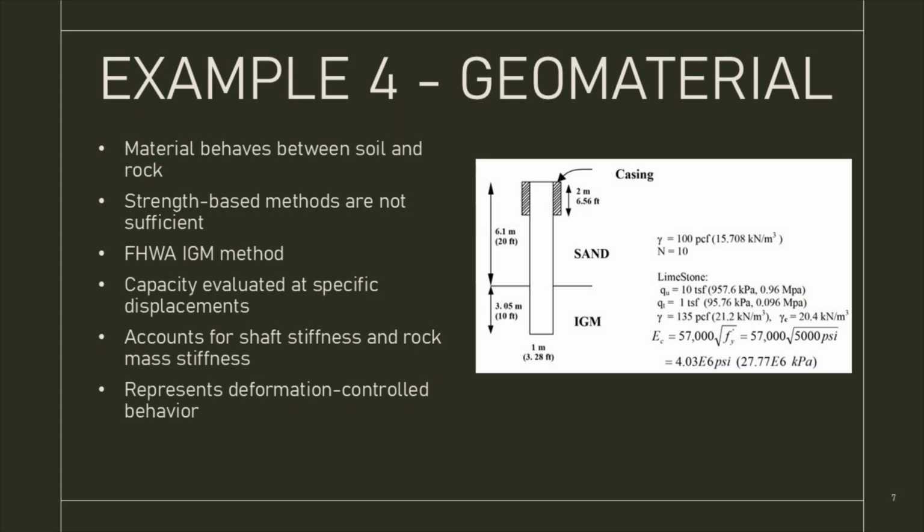Capacity is calculated at specific displacement levels, such as 2 mm and 5 mm. This method accounts for shaft stiffness, rock mass stiffness, and socket roughness. Rather than asking what the ultimate strength is, the method asks how much load can be carried at an acceptable displacement.